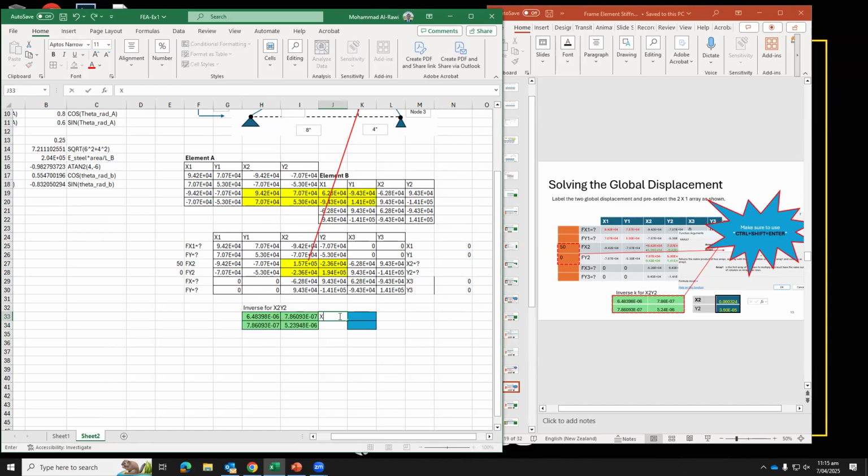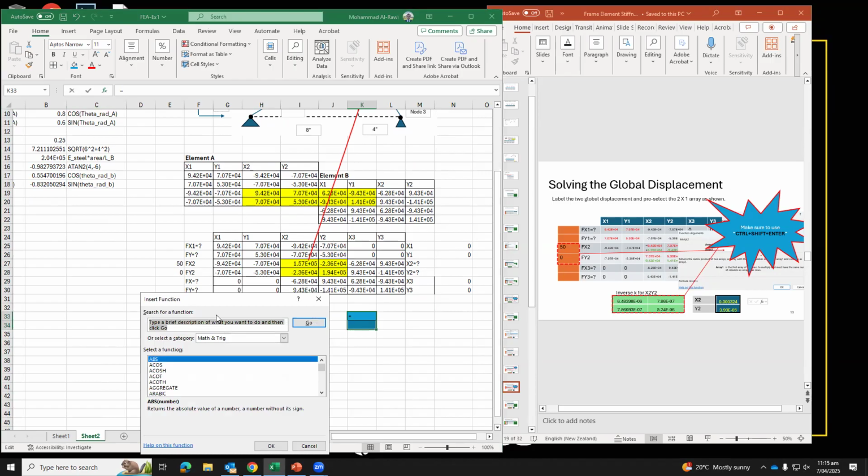Here we write X2 and Y2 to find those displacements. So we do again, select these, go to function, math and matrix, but we find the function called MMULT, which is related to having 2 arrays. One is related to the values we just found from the array here.